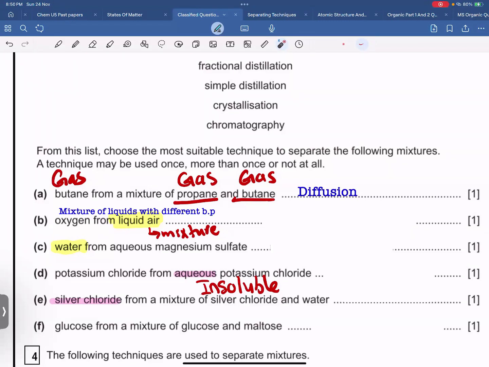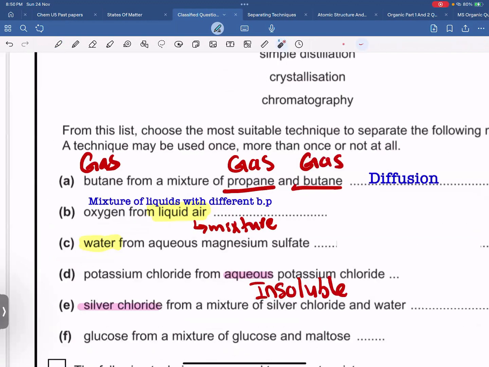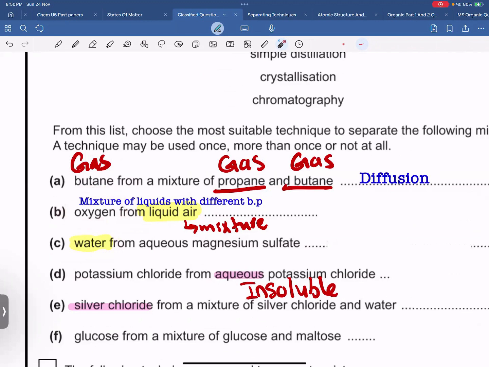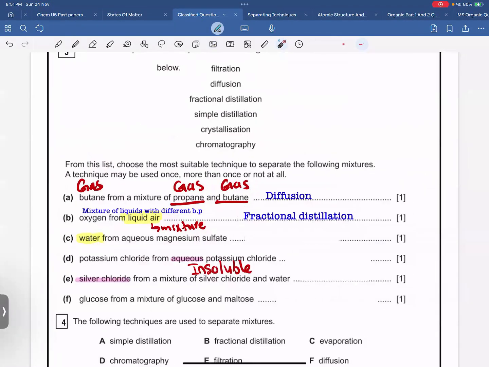So oxygen from liquid air, which is a very tricky question because oxygen usually is a gas at room temperature. From liquid air means air compressed to be liquid or at very low temperature. So how to separate oxygen from liquid air? Liquid air is a mixture of liquids. To separate oxygen from a mixture of liquids, use fractional distillation.